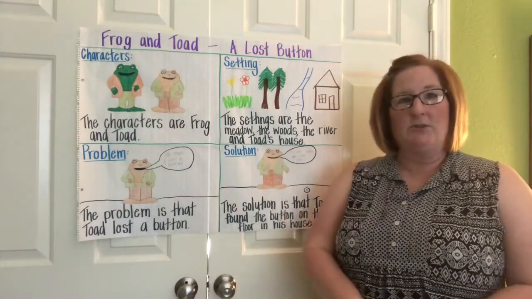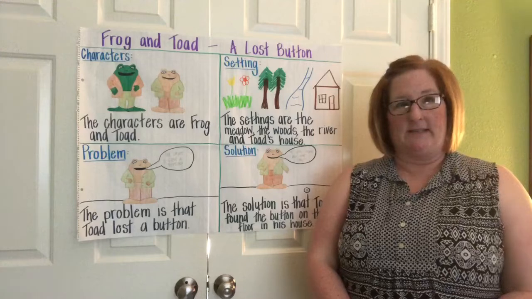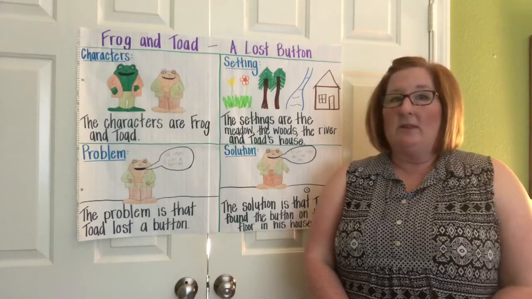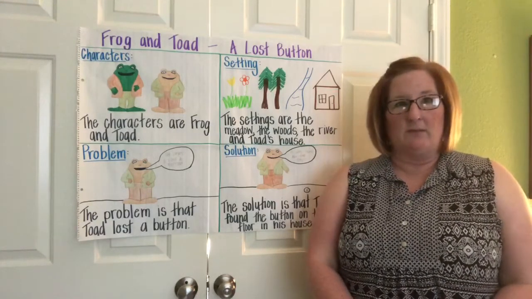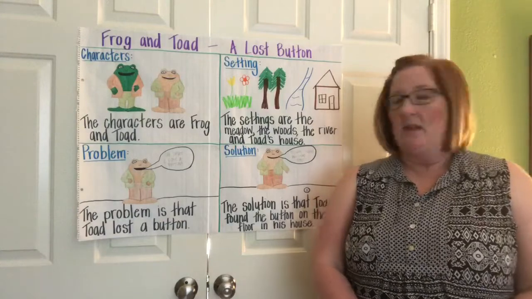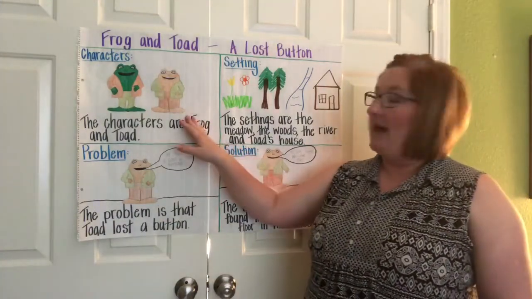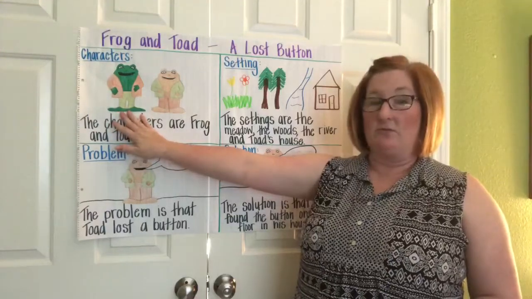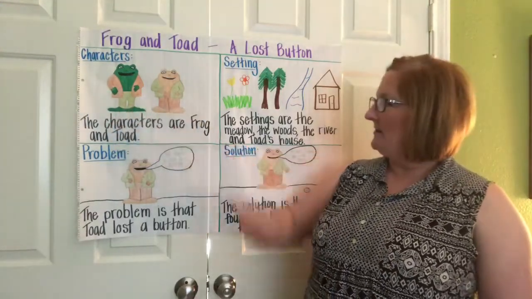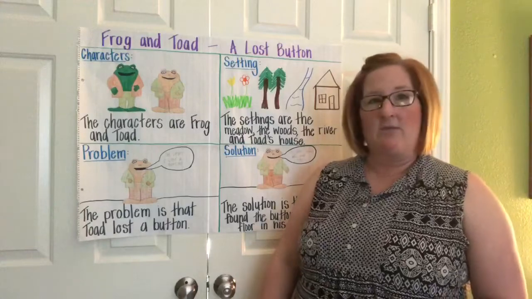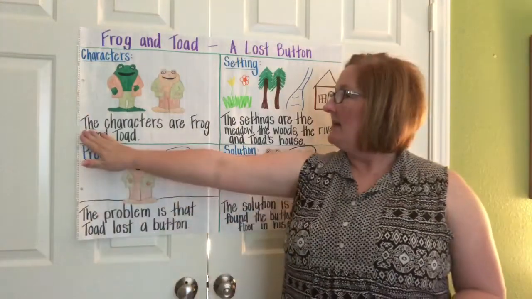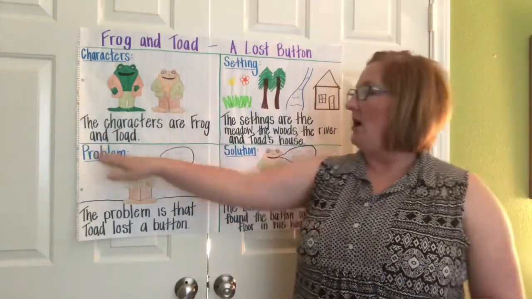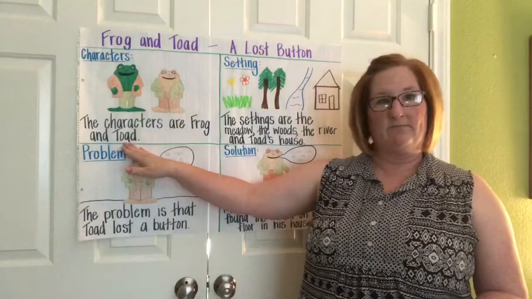So I'm going to show you two ways that you can respond to this activity. And if you really want to challenge yourself, you can do both ways like Miss Johnson did. So in each box, I went ahead and drew a picture. So for characters, you can see that I've drawn Frog and Toad. And underneath it, I wrote a complete sentence. I said, the characters are Frog and Toad.